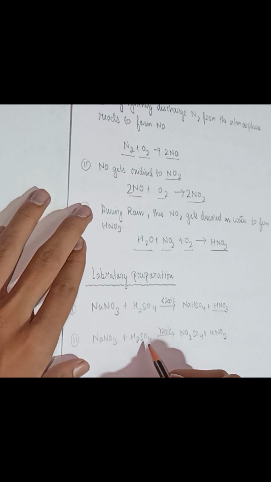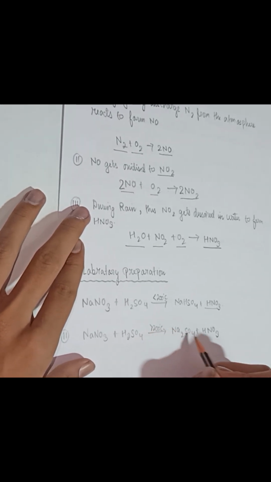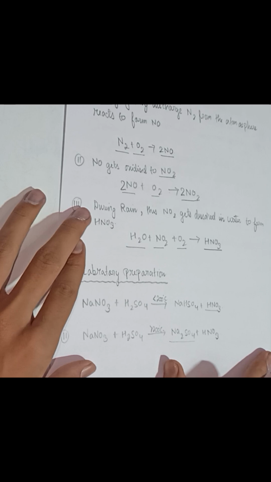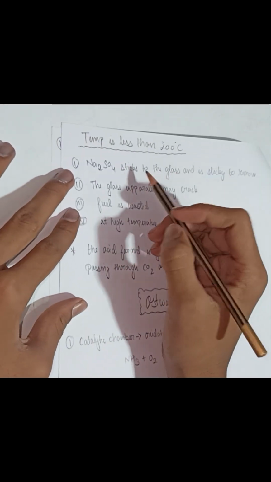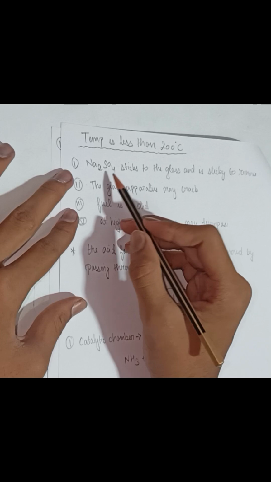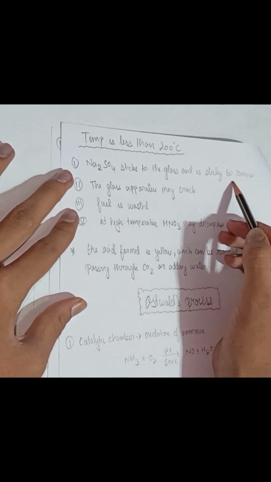If NaNO3 reacts with H2SO4 at a temperature greater than 200 degrees Celsius, Na2SO4 is formed. This Na2SO4 is difficult to remove from the glass because it sticks to the surface. So the temperature is kept less than 200 degrees Celsius because Na2SO4 sticks to the glass and is hard to remove.